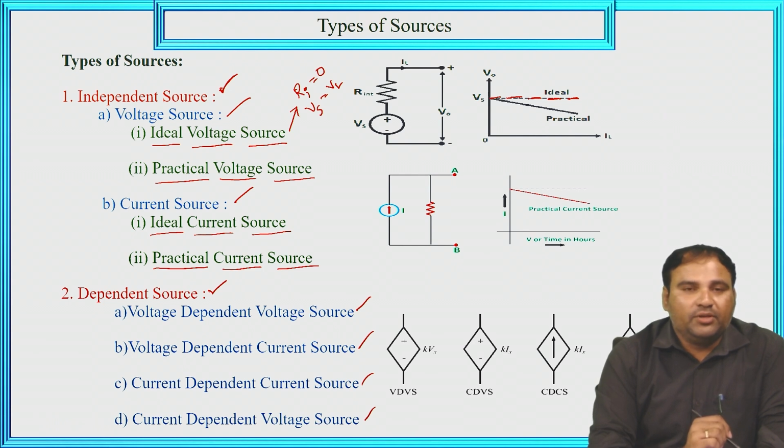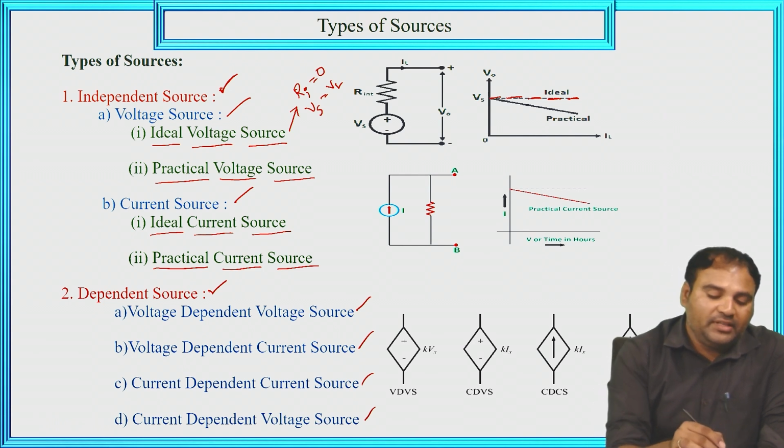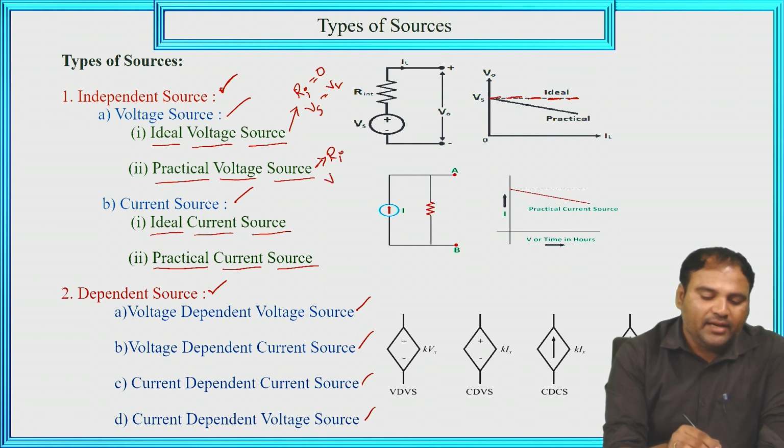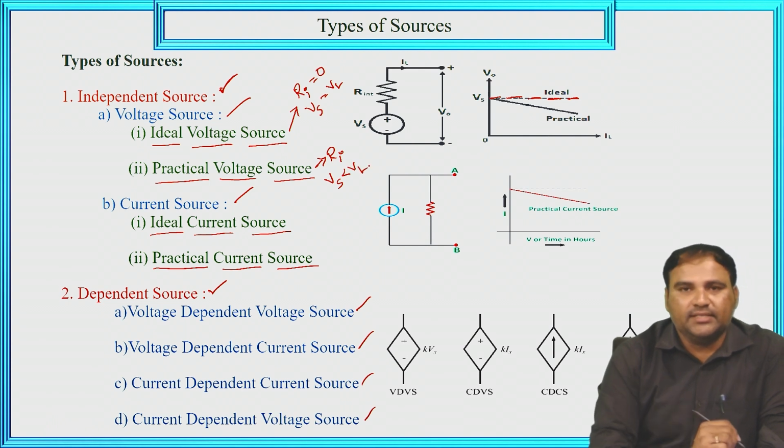Now what about the practical voltage source? For this practical voltage source we have a small internal resistance and the source voltage is less than the load voltage. So Vs is less than VL.